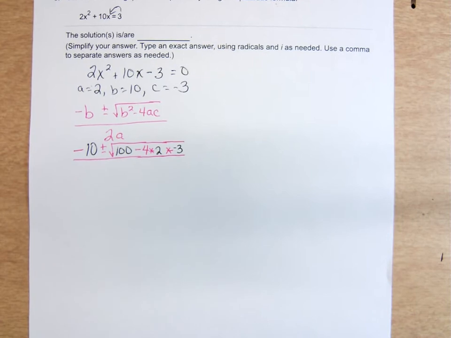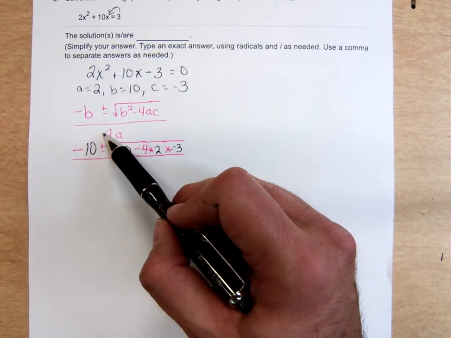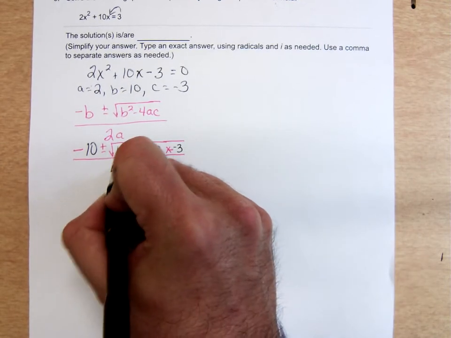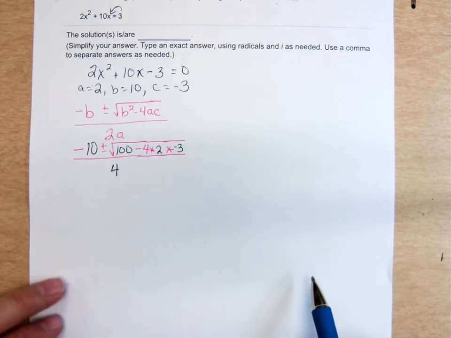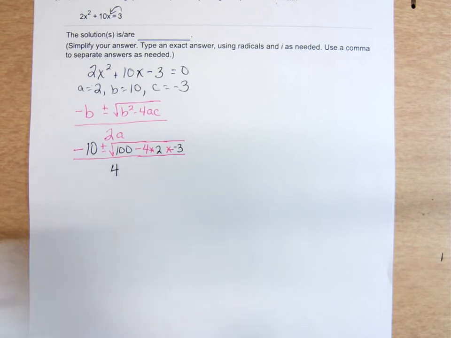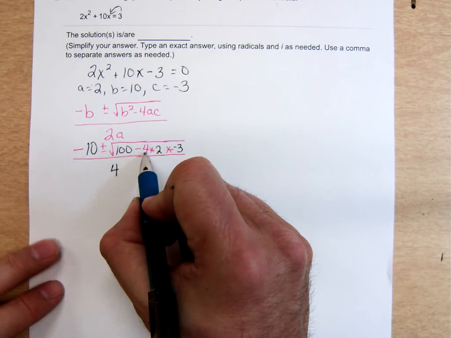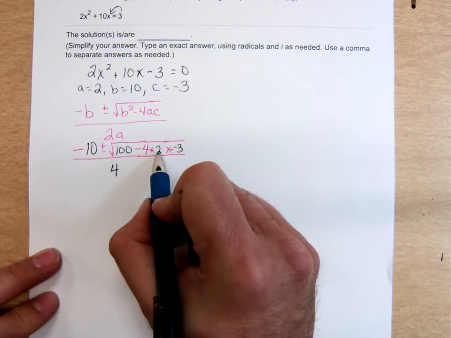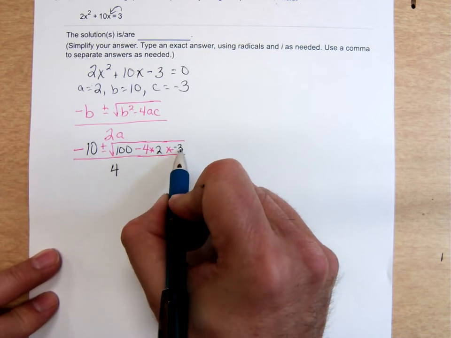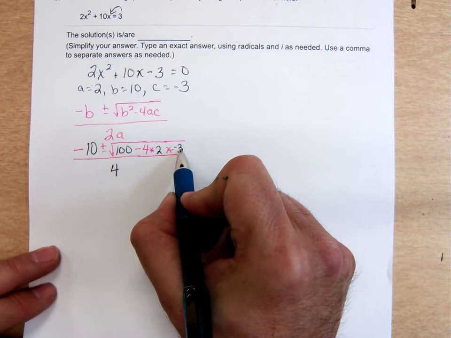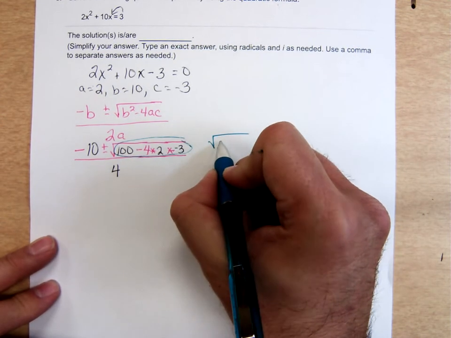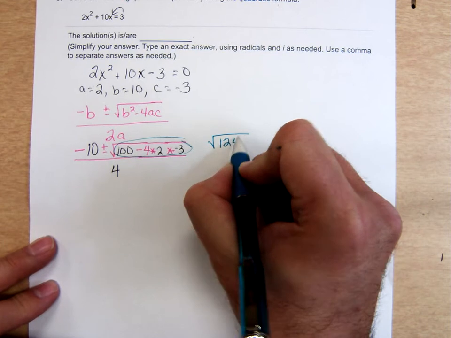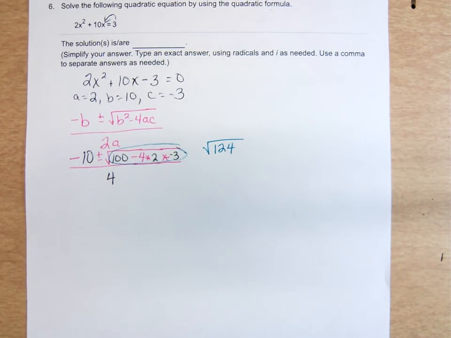I always do the stuff I can do in my head. The 2a, 2 times 2, we can all do that in our head. That would just be a 4 there on the bottom. And now, like this problem here, I would simplify the square root first. So let's see what we're going to get out of that square root. The 4 times 2 times negative 3. 4 times 2 is 8, negative 8 times negative 3, that's going to be positive 24. Underneath here, I'm getting a positive 124. If you want to punch it into your calculator, that's fine.